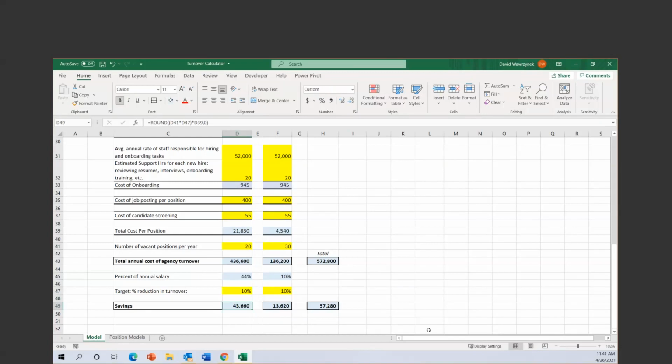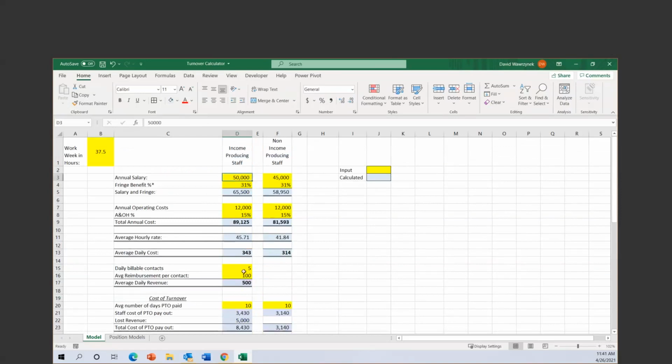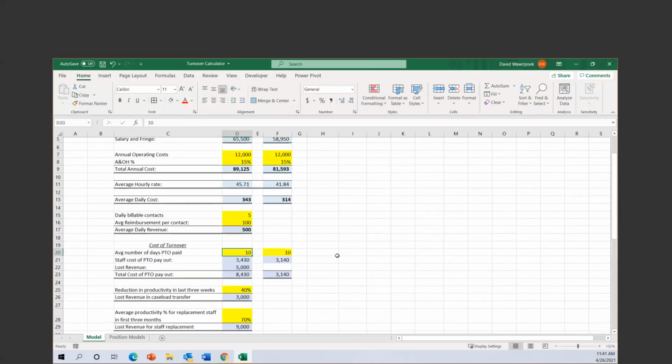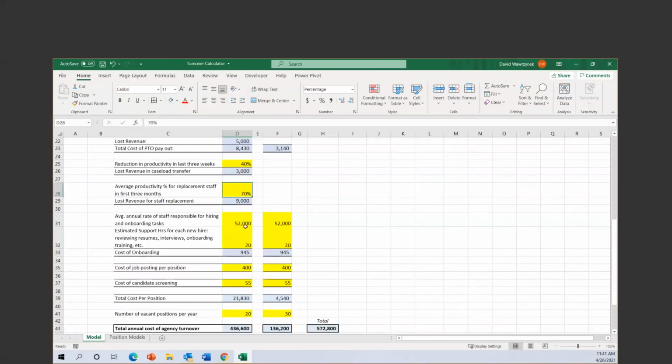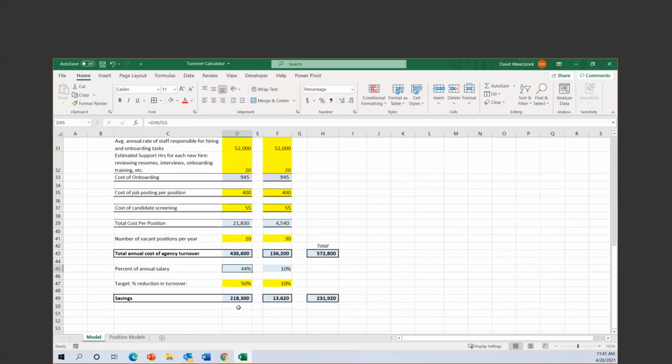So what if you said, okay, let's take $20,000 and invest it back into seeing if we could reduce turnover by 10%. What if you could reduce that by 25%? Save $109,000. What if you could reduce that by 50%? You'd save $218,000. So the calculator is designed to do a couple of things. One is to better help you understand and think through some of the components that are affecting your turnover, the cost related to that, particularly for the income producing positions, and give you an idea to set a goal. Let's set a goal of 25% reduction in turnover just in this position, and we could have $109,000 savings to our organization.